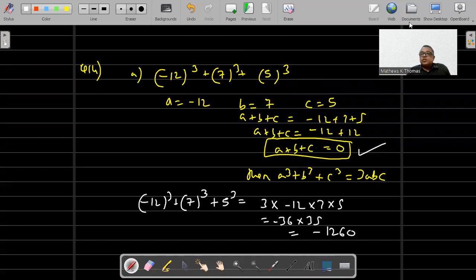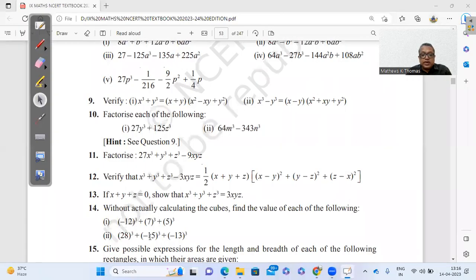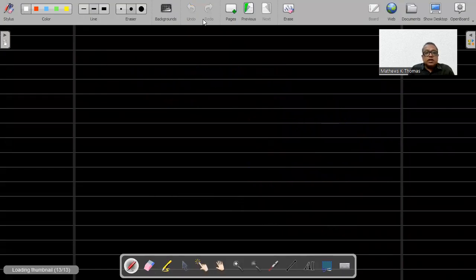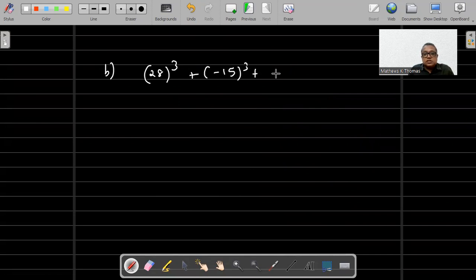Let's go to the next question now. So this we have already got, 3ABC, minus 1260. Now we are going to the next part, 28, minus 15 and minus 13. This is 14B, question number 14. The second part is 28 cube minus 15 cube plus minus 13 cube. Again, the question is without actual cubing. So let's see. A is 28, B is negative 15, C is minus 13.